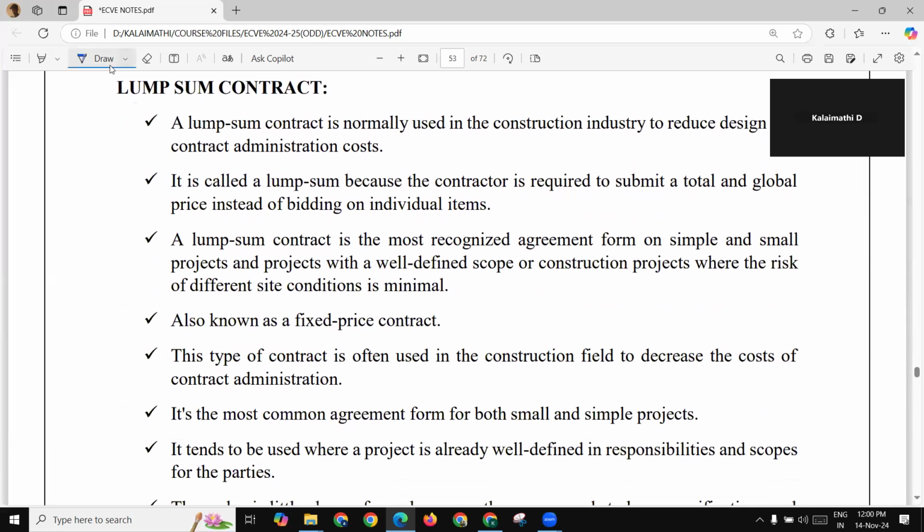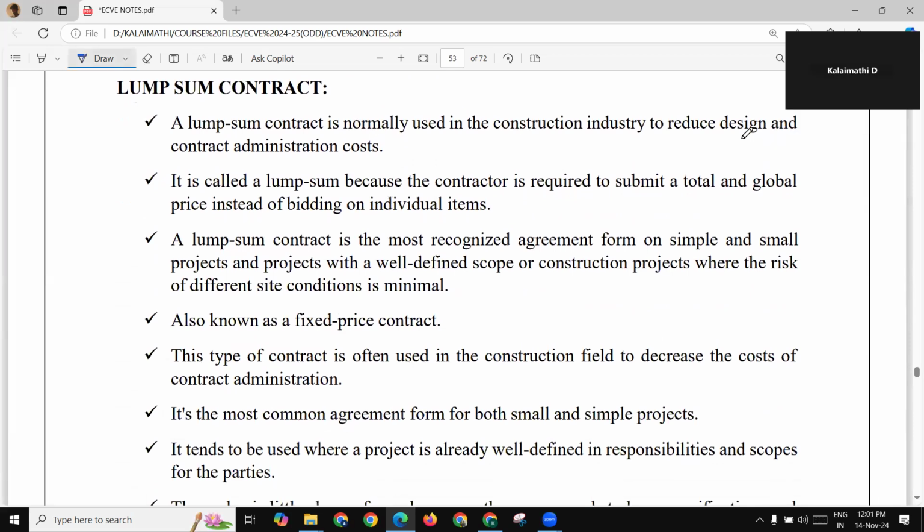What is the lump sum? So lump sum contract is normally used in the construction to reduce design and contract administration costs. It is called a lump sum because the contractor is required to submit a total and global price instead of bidding. So lump sum contract is the most recognized agreement form on simple and small projects and projects with a well-defined scope or construction projects where the risk of different site conditions is minimal.